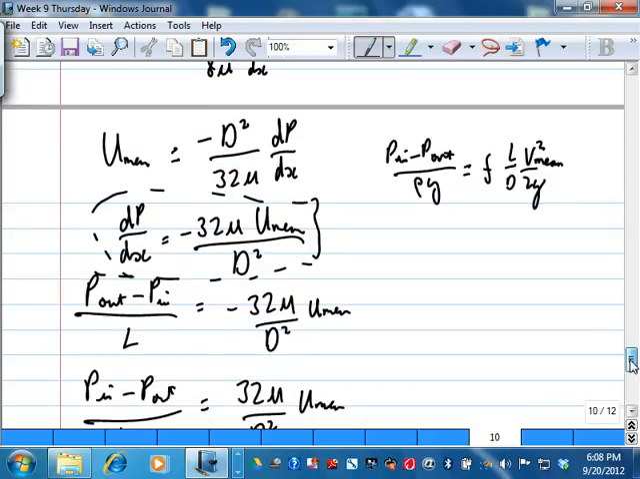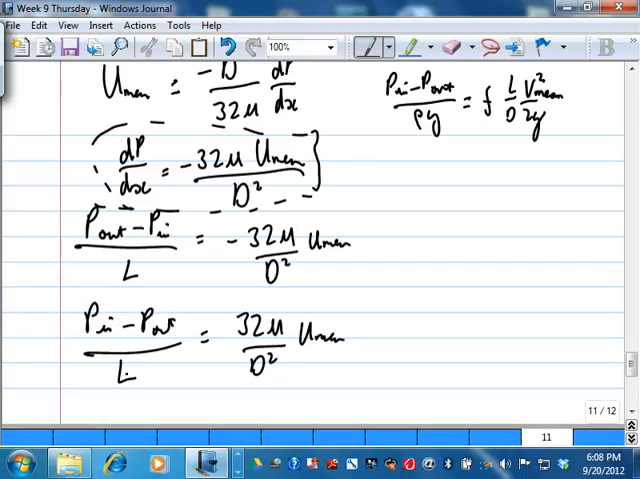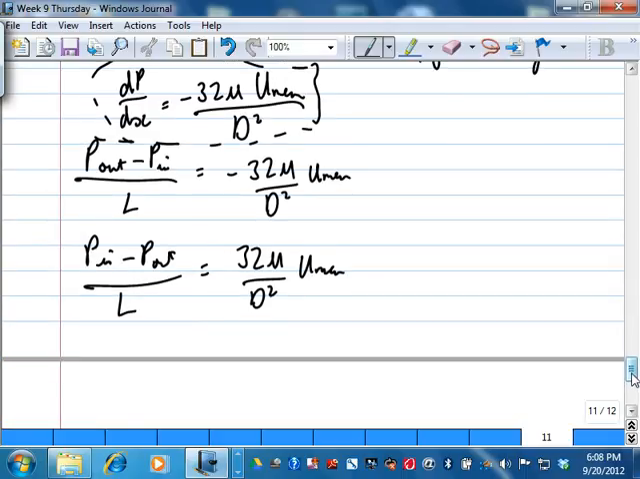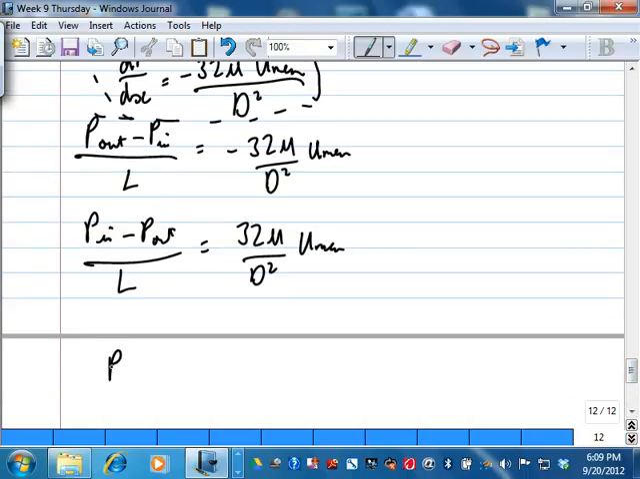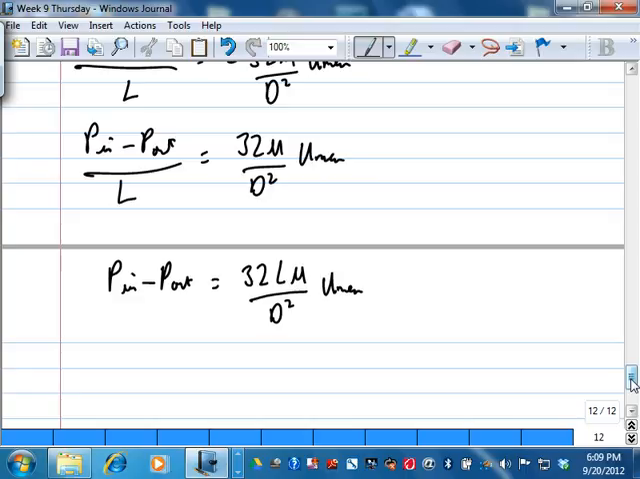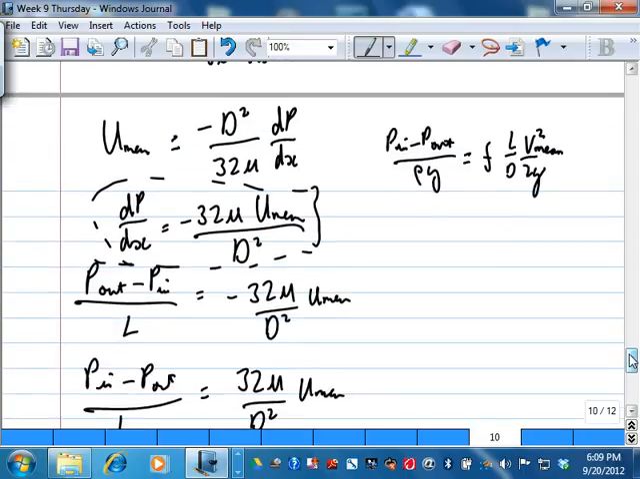So if I move the L to the other side, I do it slowly step by step so you don't feel cheated. 32 L mu over D squared U mean. Next step, I want my equation to look like this, because this is the definition of friction factor. Oh, I forgot to tell you the name. This is called friction factor. I got a name.